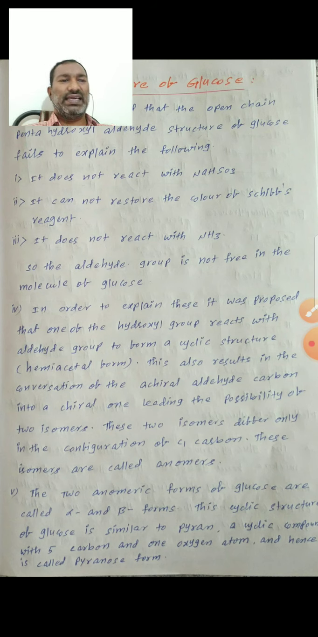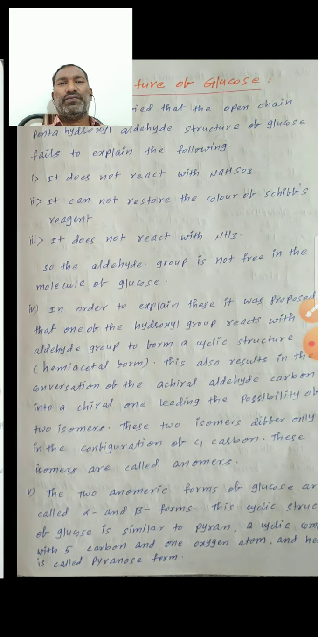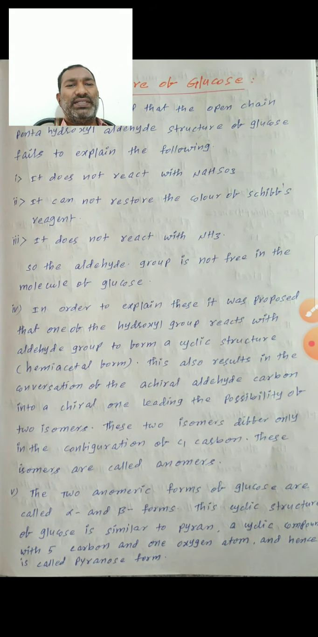See next, the cyclic structure of glucose. Fischer identified that the open chain pentahydroxyaldehyde structure of glucose fails to explain the following. First, it does not react with sodium bisulfite. Second, it cannot restore the color of Schiff's reagent. Third, it does not react with ammonia.